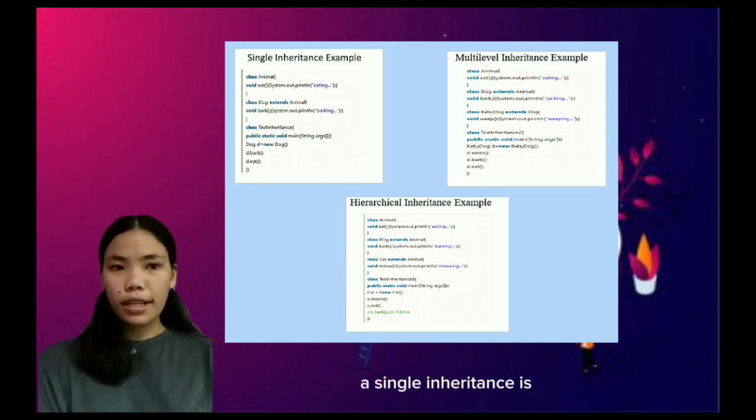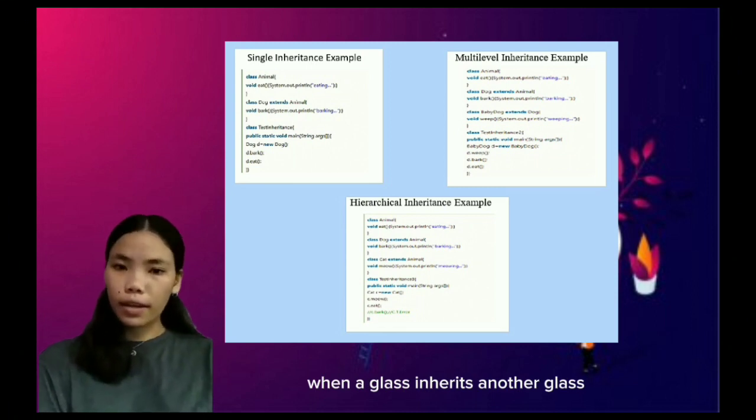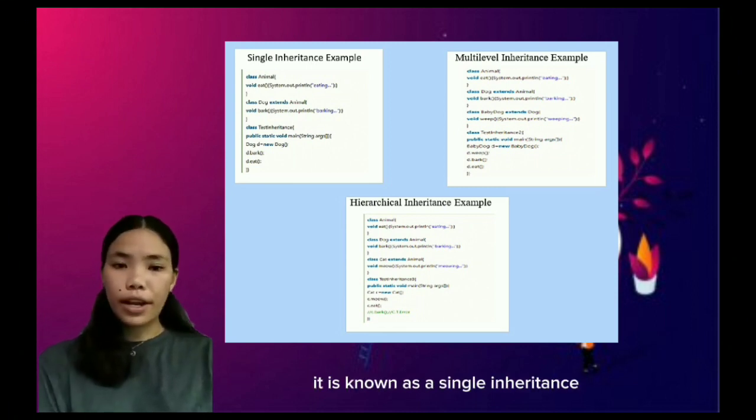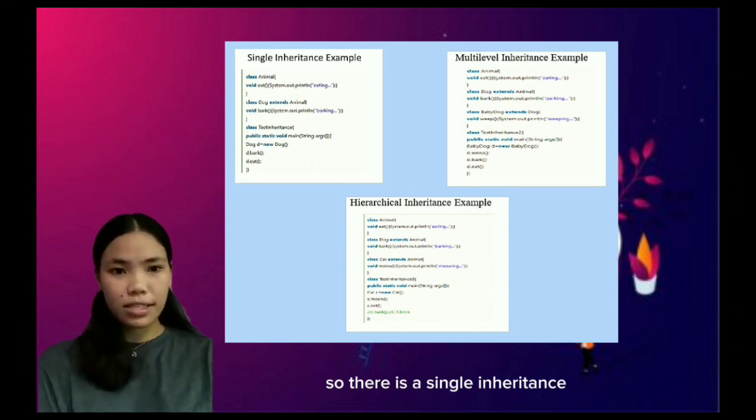A single inheritance is when a class inherits another class. It is known as single inheritance. In the example given below, the Dog class inherits the Animal class, so there is a single inheritance.